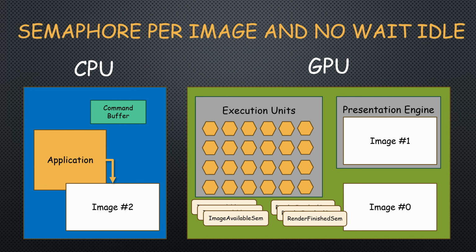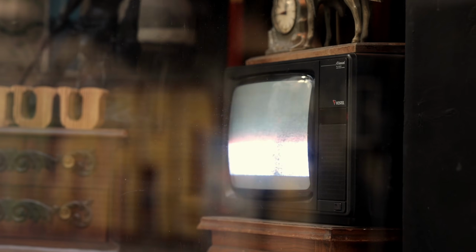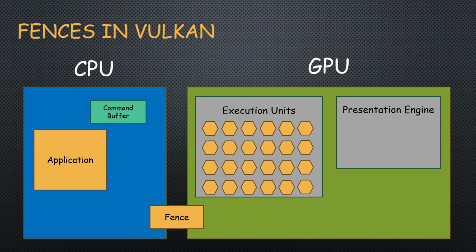If we remove the call to queueWaitIdle while utilizing a dedicated pair of semaphores per image, the CPU will run ahead blindly and submit work to images that are still in the process of execution or presentation. The result will be image corruption, undefined behavior, or even crashes. This is where fences in Vulkan come in. They enable CPU to GPU synchronization and allow the CPU to wait on certain events.